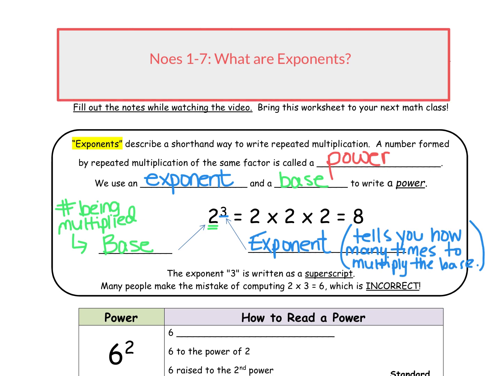My favorite mistake that a lot of people make is they think the exponent means to multiply, but 2 times 3 is not what we're looking for. The exponent tells us how many times to multiply the base by itself.